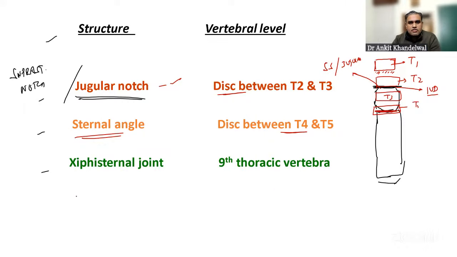Then the xiphisternal joint over here refers to behind around T9, the 9th thoracic vertebra. So we have 4 over here, 5, 6, 7, 8, and the 9th over here. Do remember this. These are the 3 basic vertebral levels.